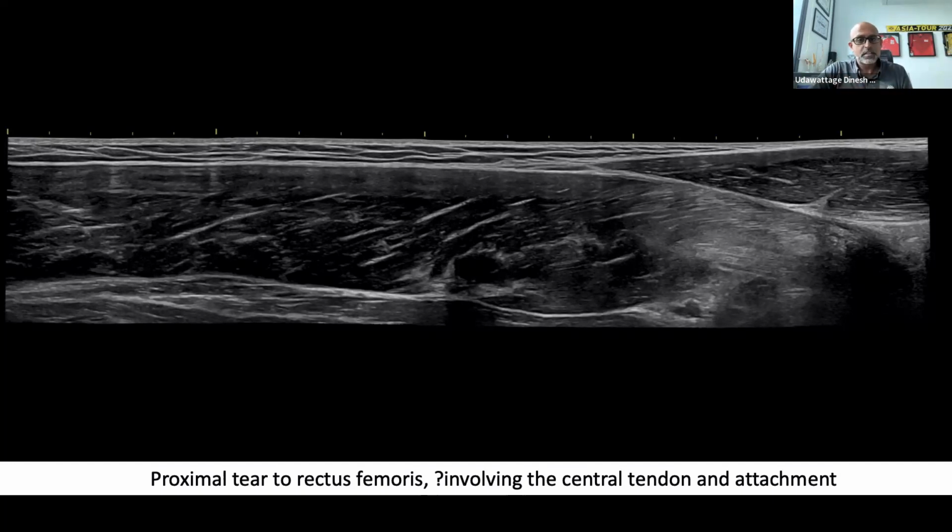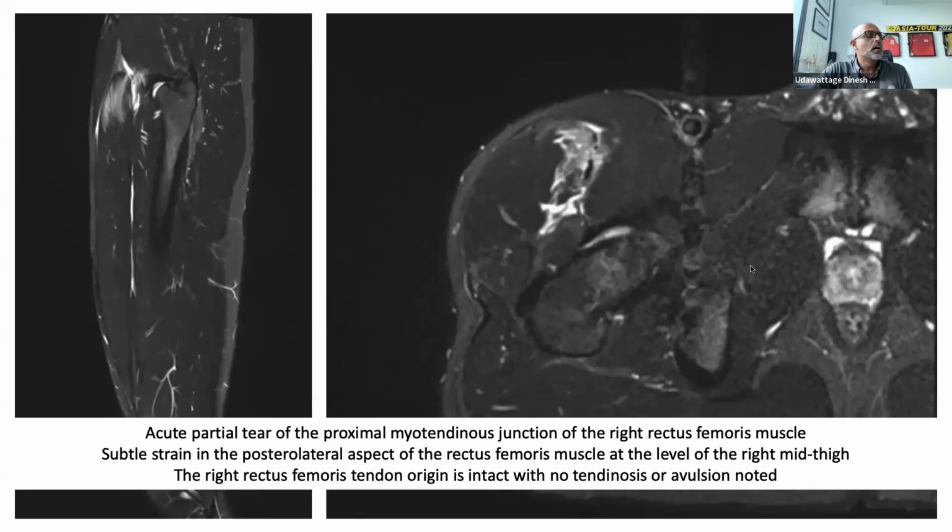Because of the concern about the central tendon, and because of the impact that it had on his ability to mobilize, let alone play football, we organized an MRI scan for this boy, and it confirmed what we saw on the ultrasound, that there was an acute partial tear of the proximal myotendinous junction. There was strain of the posterolateral aspect of the rectus femoris, and the tendon origin was actually okay, so there wasn't an avulsion noted.